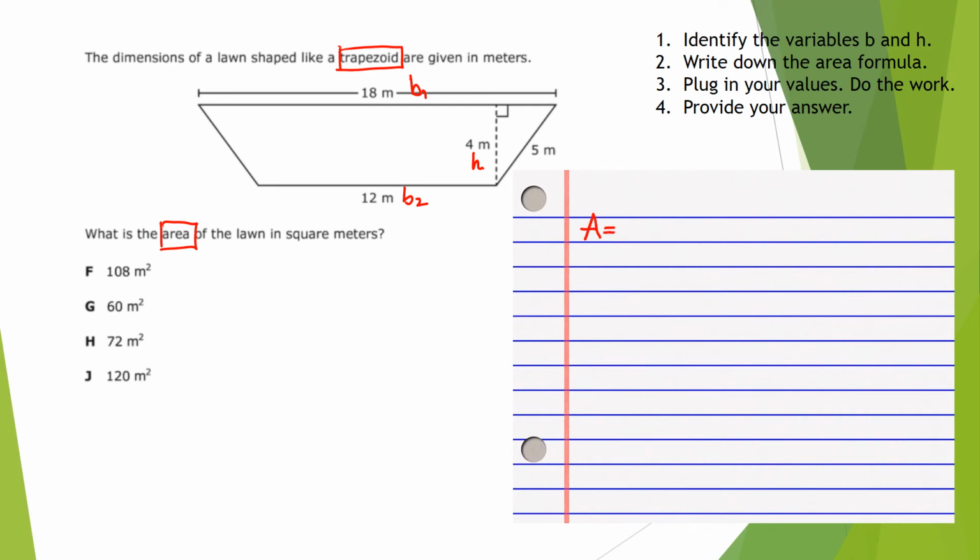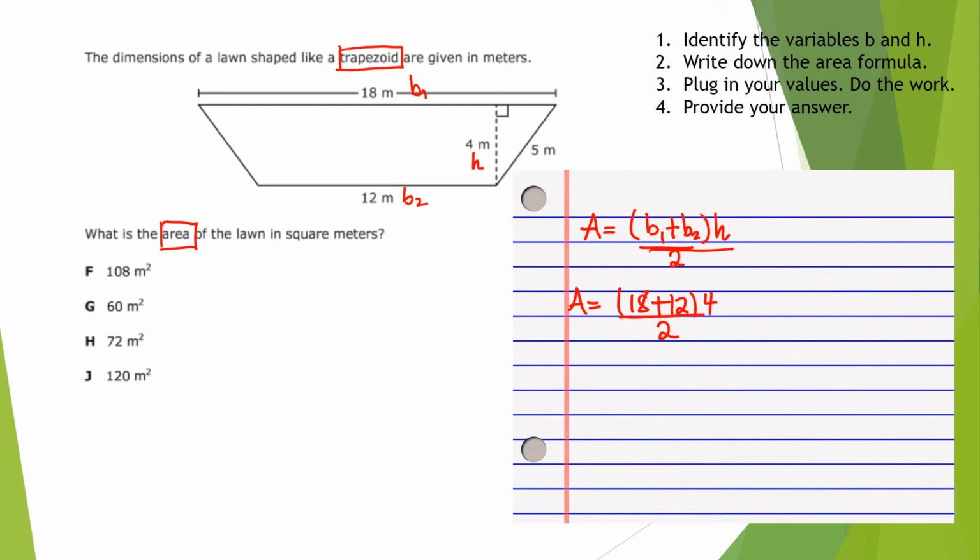Area equals base 1 plus base 2 times the height, divided by 2. So we're going to plug in. Base 1 was 18. Base 2 was 12. The height was 4. And we're going to divide that by 2.